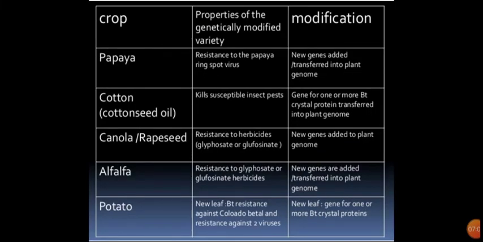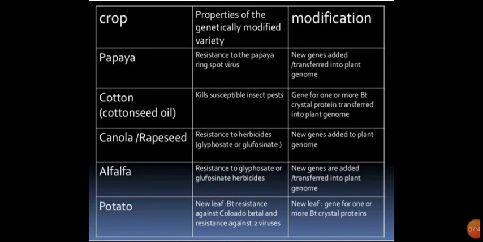The next is papaya. The property involved here is resistance to the papaya ring spot virus. The modification is that new genes are added or transferred into the plant genome. The next is cotton seed oil. The property is that it kills susceptible insect pests. The modification involved is a gene for one or more Bt crystal proteins transferred into the plant genome. Next is canola or rapeseed. The property here is resistance to herbicide, glyphosate or glufosinate. The modification involved is that new genes are added to the plant genome.